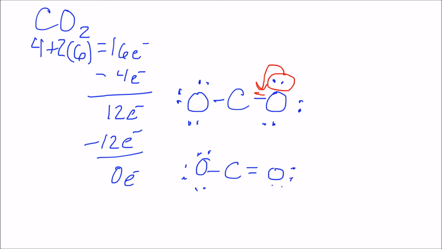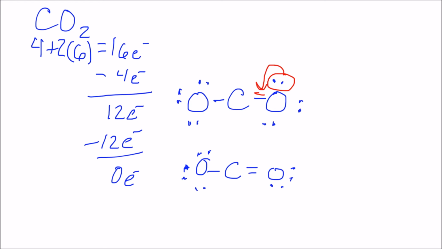So we've got something that looks like this now. Let me darken up those electrons. Right now we've got 2, 4, 6 electrons around carbon. We've got 2, 4, 6, 8 electrons around this oxygen, and 2, 4, 6, 8 electrons around that oxygen. So the oxygens are still both good, but carbon doesn't have an octet yet. It still only has 6 electrons.